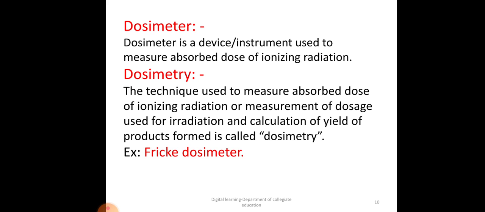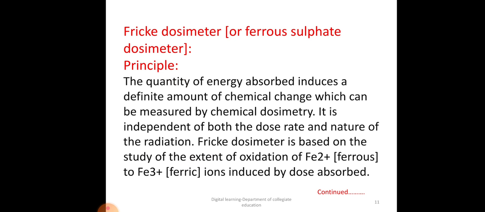Dosimeter. A dosimeter is a device or instrument used to measure absorbed dose of ionizing radiation. Dosimetry. The technique used to measure absorbed dose of ionizing radiation, or measurement of dosage used for irradiation and calculation of yield of the products formed, is called dosimetry. Example, Frick dosimeter, or ferrous sulfate dosimeter.